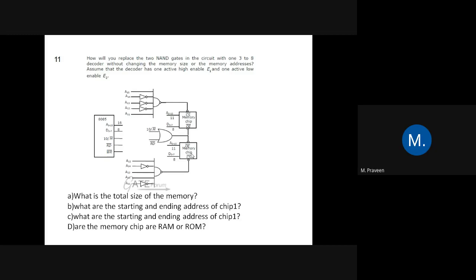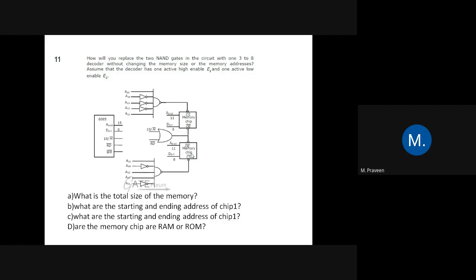How will you replace the two NAND gates in the circuit with one 3 to 8 decoder without changing the memory size or the memory address? Assume that the decoder has one active high enable and one active low enable. Okay, so the diagrams are given. So we have to find five answers. Actually, this is a 5-mark question.